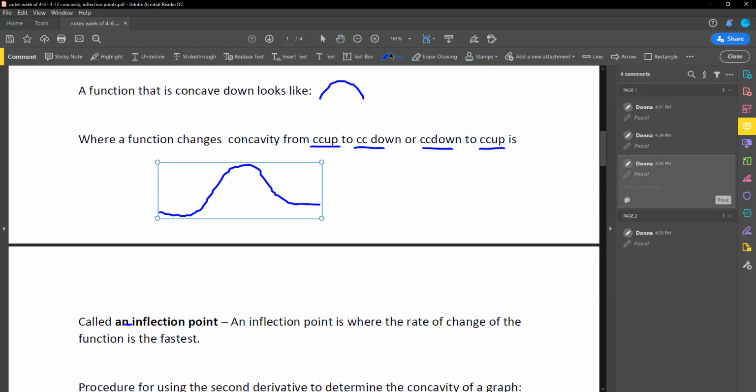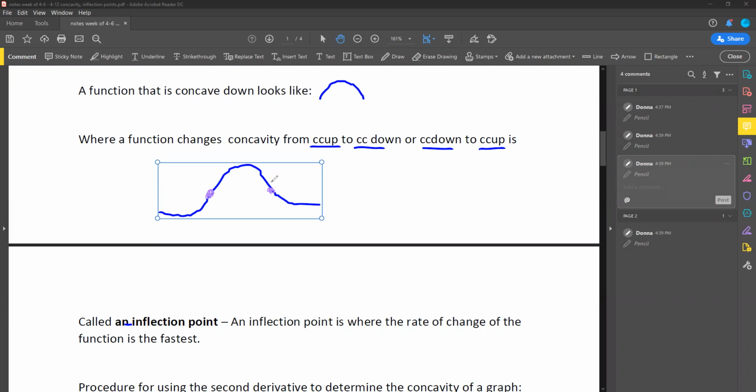Here, let's do it this way. All right, so concave up to concave down, then concave down, it changes back to concave up. So this graph would actually have two inflection points.